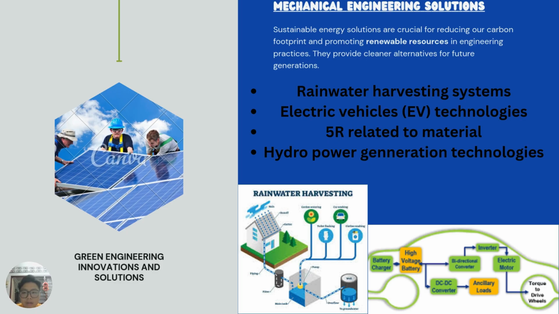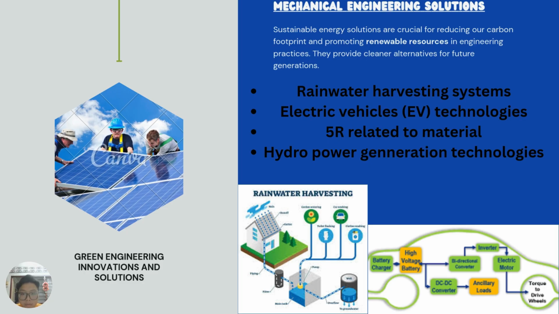They provide cleaner alternatives for future generations. An example is the rainwater harvesting system. A rainwater harvesting system collects and stores rainwater for later use, reducing the demand on groundwater and municipal water supplies. Benefits include lower water bills, reduced flooding, and better stormwater management.